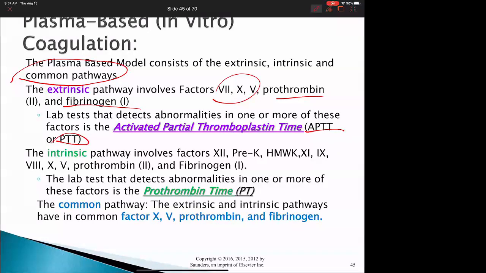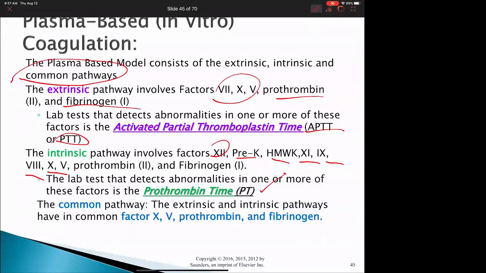The intrinsic pathway, which is the other pathway that you saw, involves factor 12, pre-K, high molecular weight kininogen, factor 11, factor 9, factor 8, factor 10, factor 5, prothrombin, and fibrinogen, okay? So the lab test in Coag that we're going to use to detect the abnormalities in these factors is going to be the prothrombin time, the PT, okay?